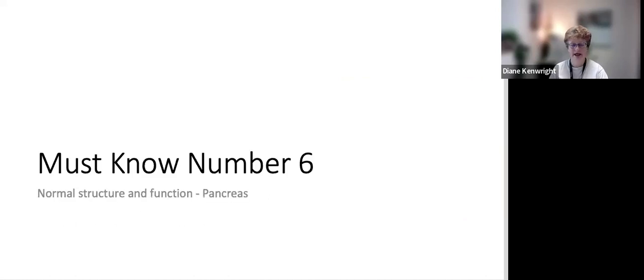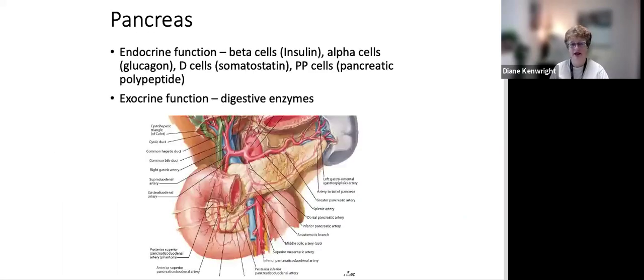Must know number 6. We're going to the pancreas now. So let's think of normal structure and function of the pancreas. Again, these are pictures from your ELM notes. Okay, well, this is complicated. So the pancreas is nestled here, remember, where the duodenum turns the corner and becomes the ileum.